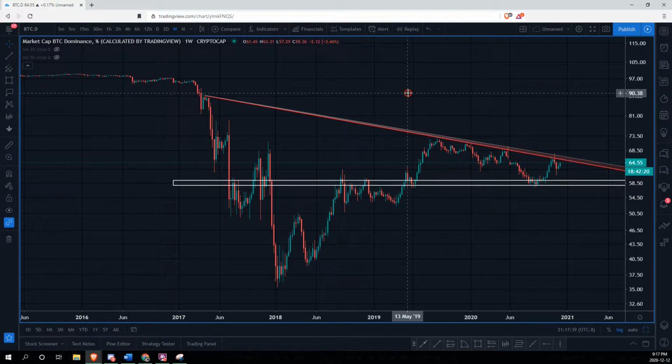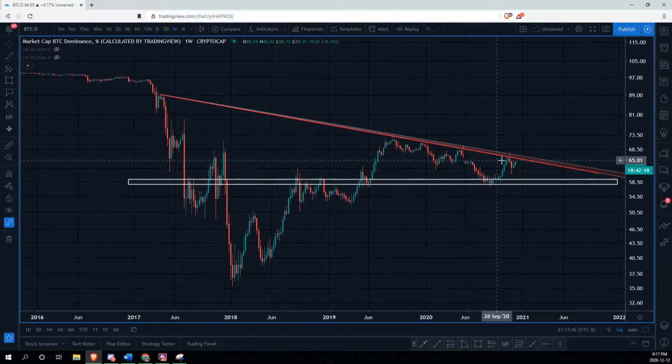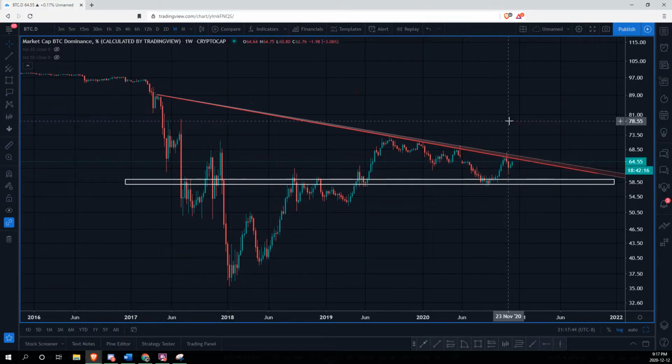So taking a quick look at BTC dominance, we do see a series of lower highs. So overall dominance is decreasing. We're at 64.5% right now for BTC dominance.